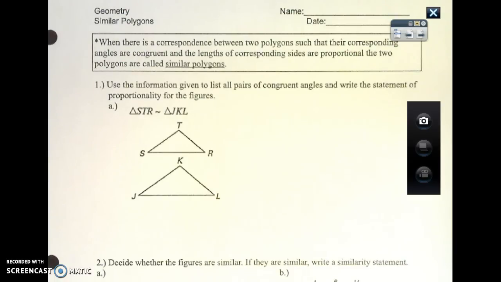So today we're going to take a look at similar polygons. When there is a correspondence between two polygons such that their corresponding angles are congruent and the lengths of the corresponding sides are proportional, the two polygons are called similar polygons.